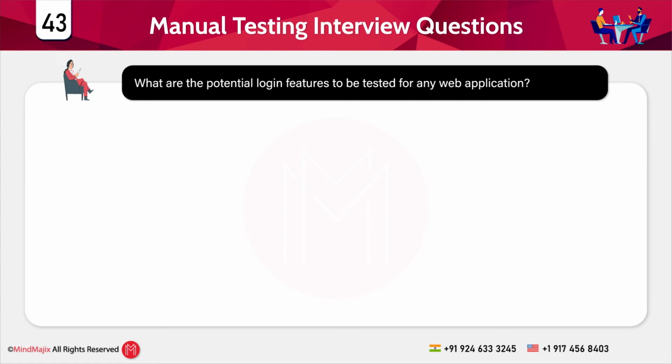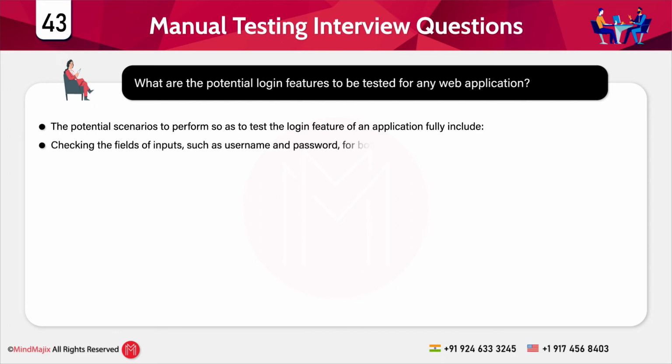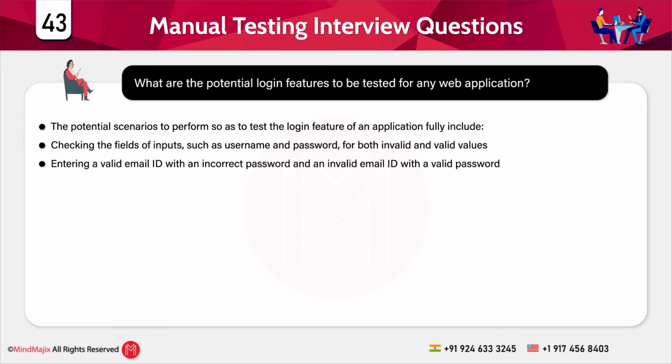Okay, so the potential scenarios to perform so as to test the login feature of an application include, as you can see on the screen, the first step is checking the fields of inputs such as the username and the password, and you must check it for both valid and invalid values. The next one is entering a valid email ID with an incorrect password and an invalid email ID with a valid password. The next step is entering valid credentials to log into the application.